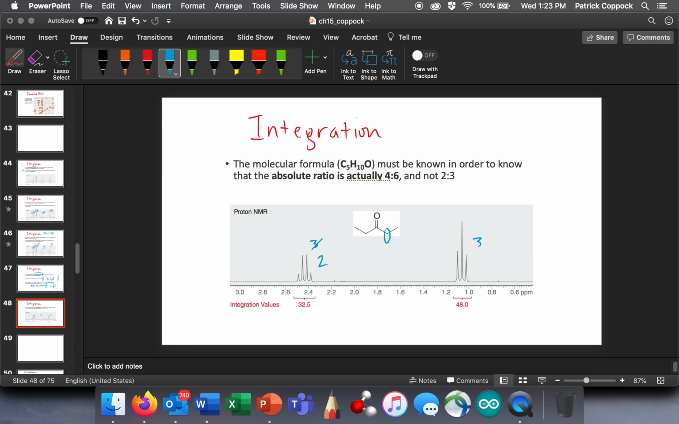But you're going to say to yourself, wait, my formula is C5H10O. I got 10 hydrogens, and 2 plus 3 does not give me 10. It gives me 5. So this must really represent 4 hydrogens, right? And this must represent 6 hydrogens. And that's the process you're going to go through when you're doing integration, or when you're evaluating what the computer's integrated. Area under the curve represents the relative number of hydrogens represented by that signal.